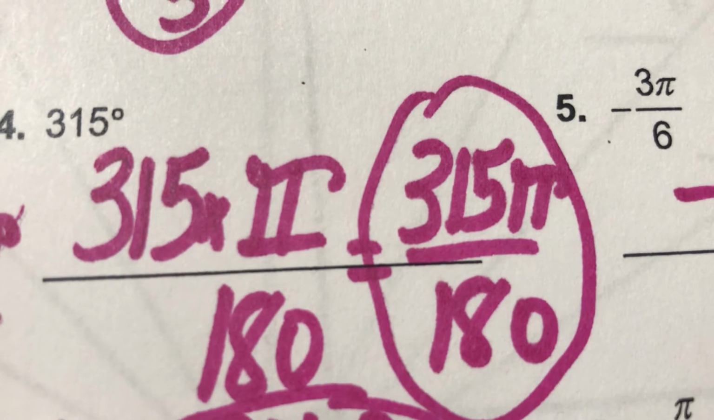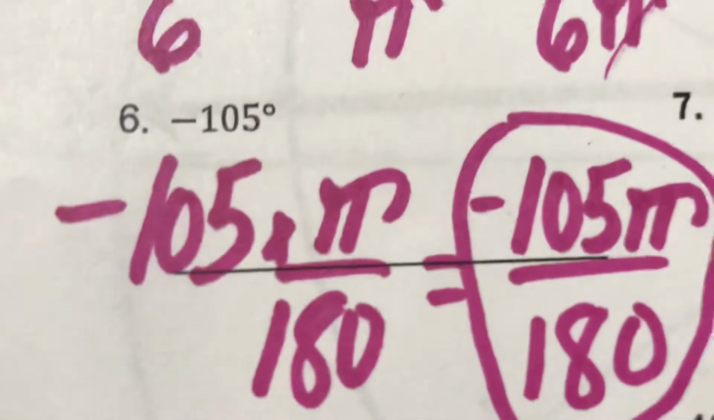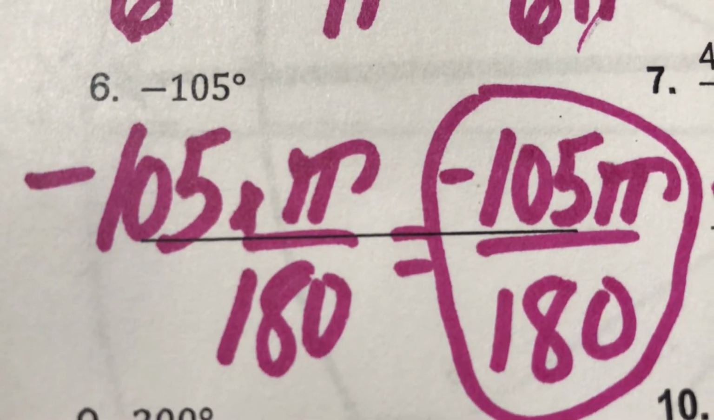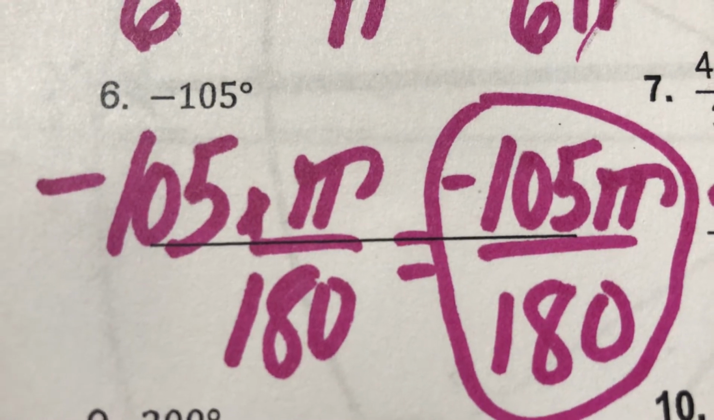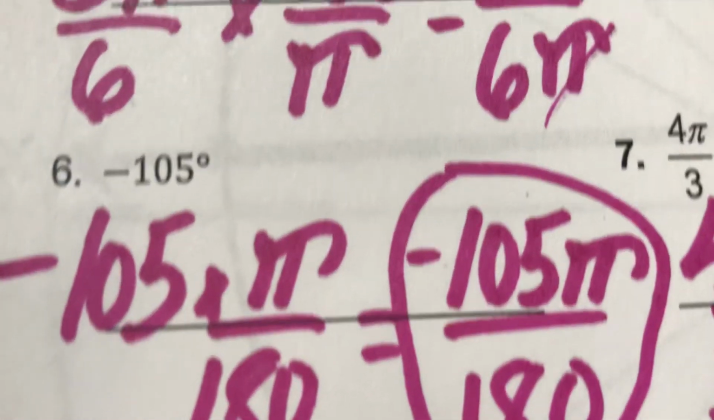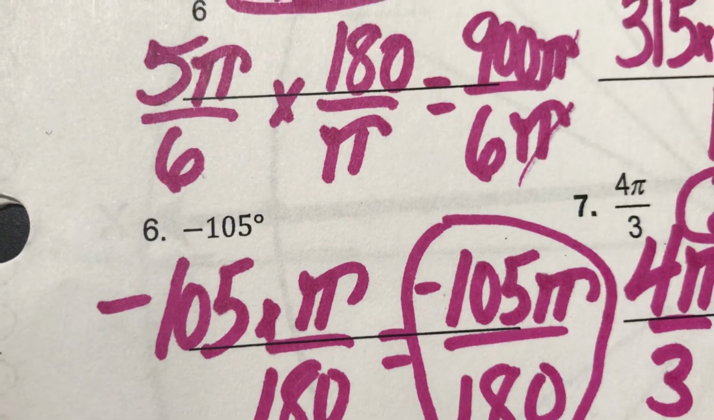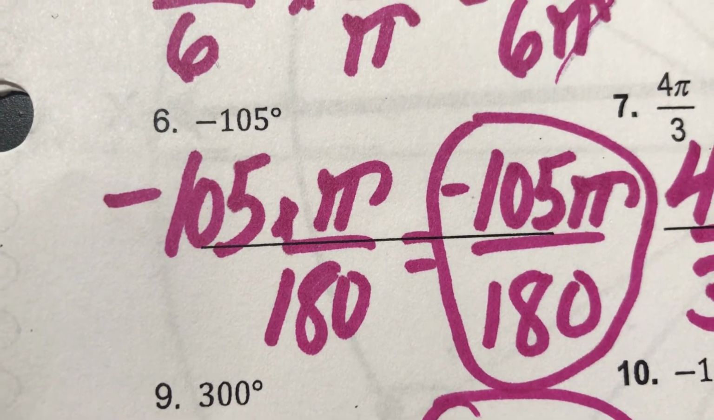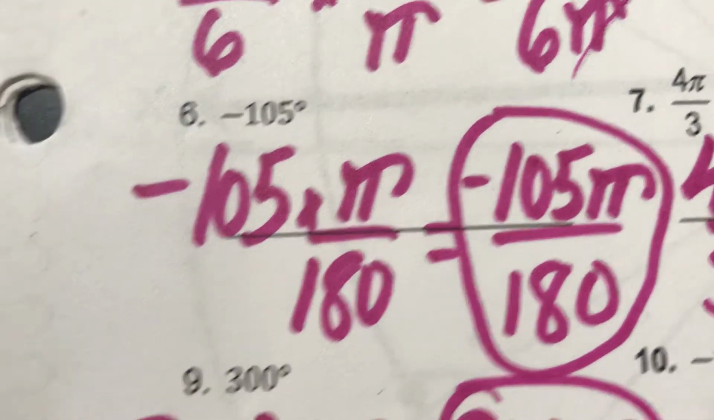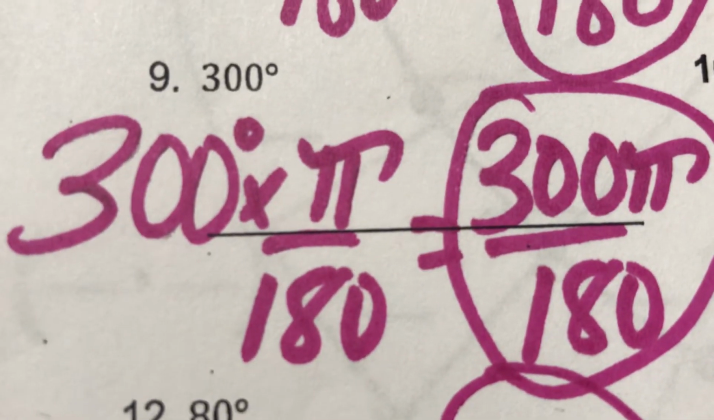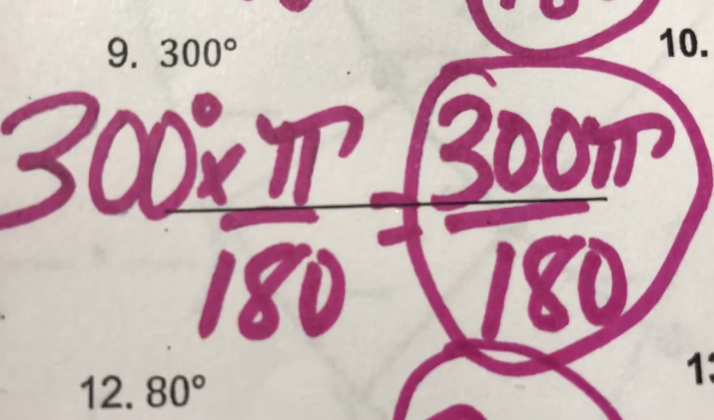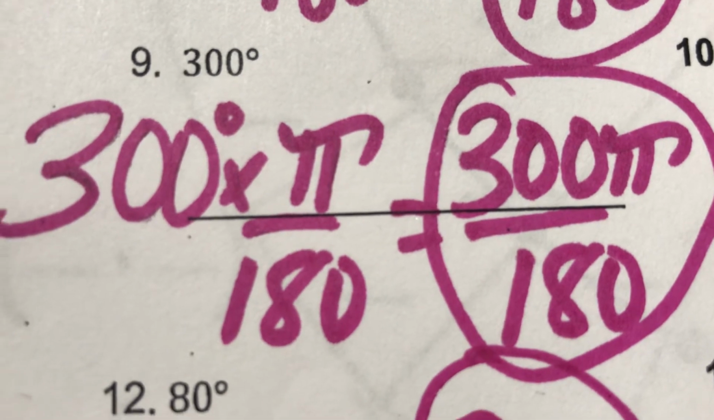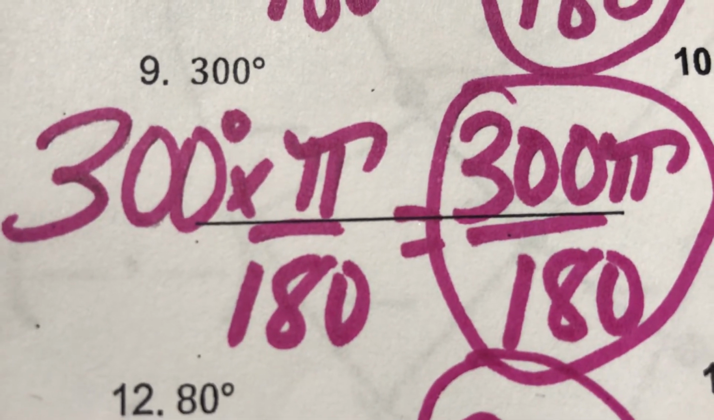The next one I see that is degrees to radians would be number 6. So number 6, you multiply by pi over 180, and you get negative 105 pi over 180. Number 9, 300 degrees converted to radians. So 300 degrees times pi over 180, you would get 300 pi over 180.